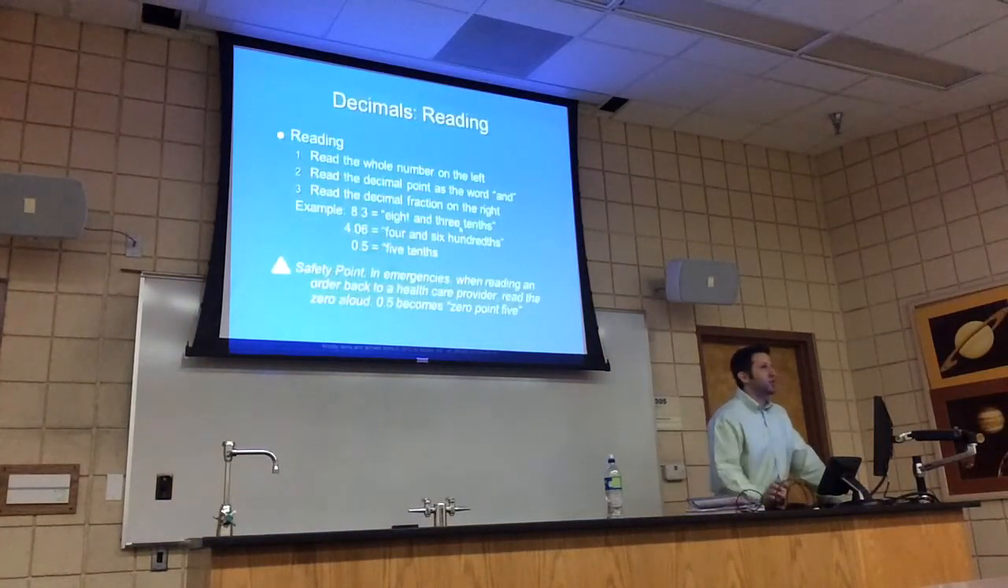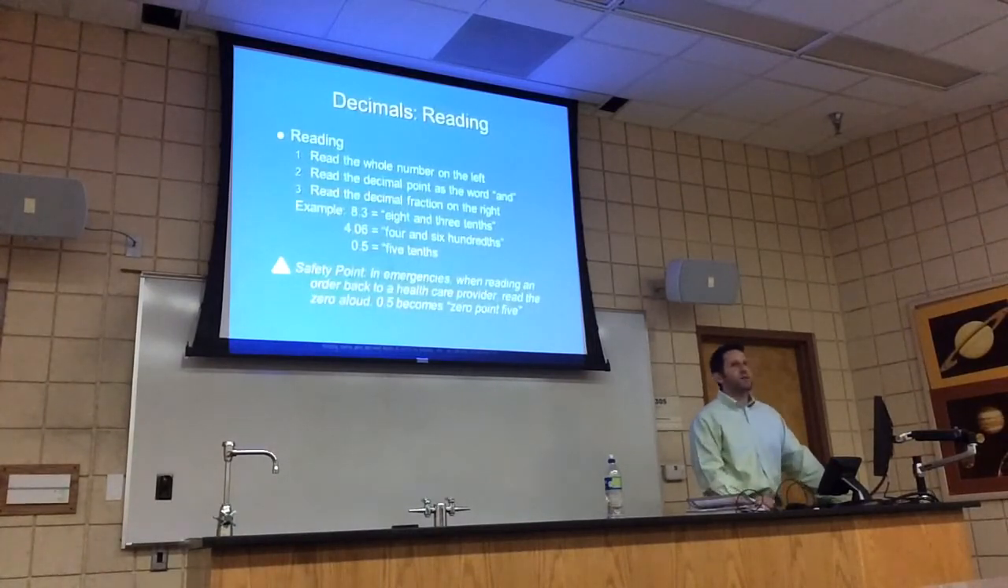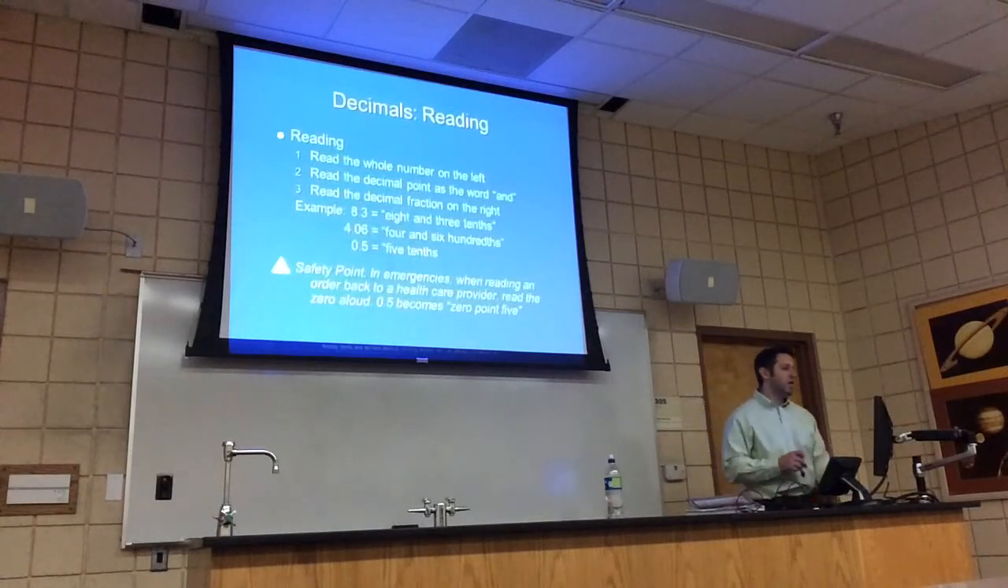So when you're reading it, you read the whole number first, then you read the decimal point as an "and," and then you read the decimal fraction as a fraction. So 8.3, and if you're talking to me, I'm not going to correct you if you say "8 point 3." But for book purposes and writing it out, this will help you later, and we'll solve some of the homework. 8.3 would be 8 and 3/10.